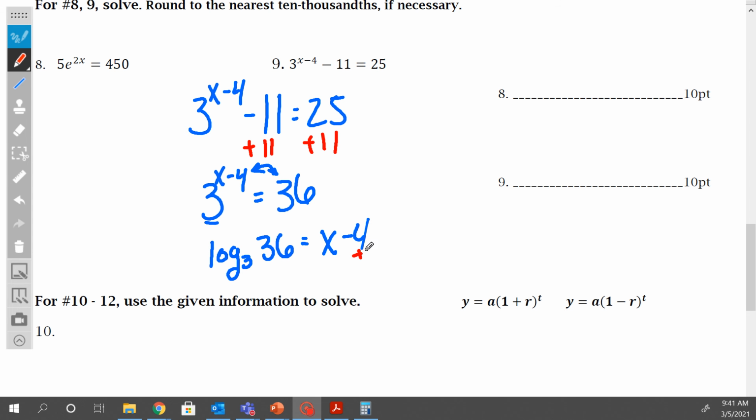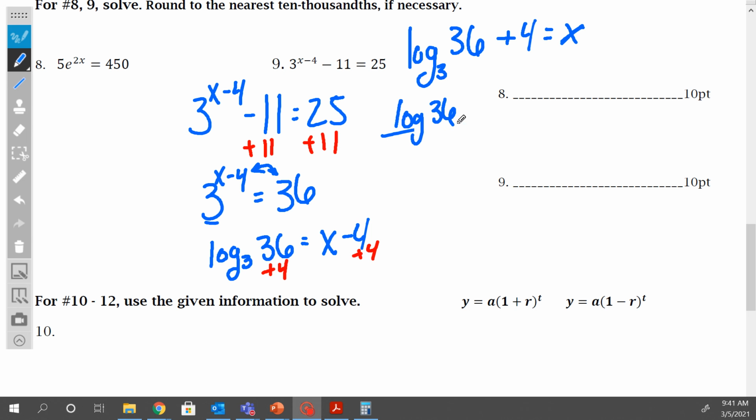I'll solve for x by adding 4. And remember, you can't combine this 4 with this 36. So we will have log base 3 of 36 plus 4 is equal to x. In order to actually calculate this, I need the change of base formula to calculate log base 3 of 36. So that's common log of 36 over common log of 3, and add 4 to that, and I'll get what x is equal to. All right, so I can put this into the calculator.